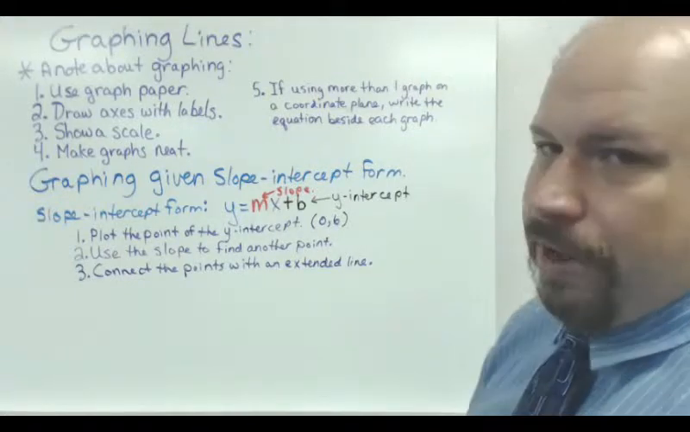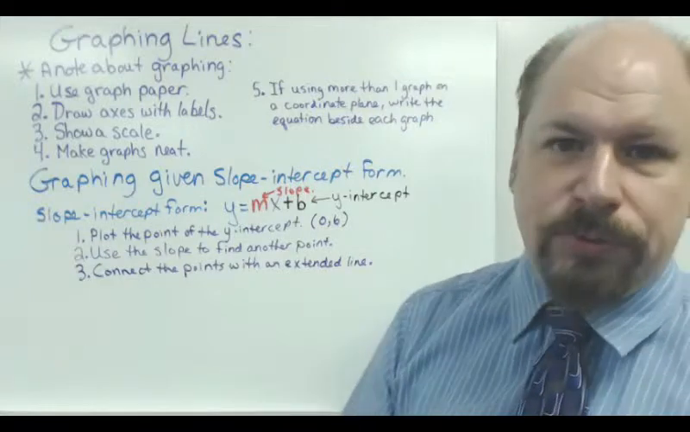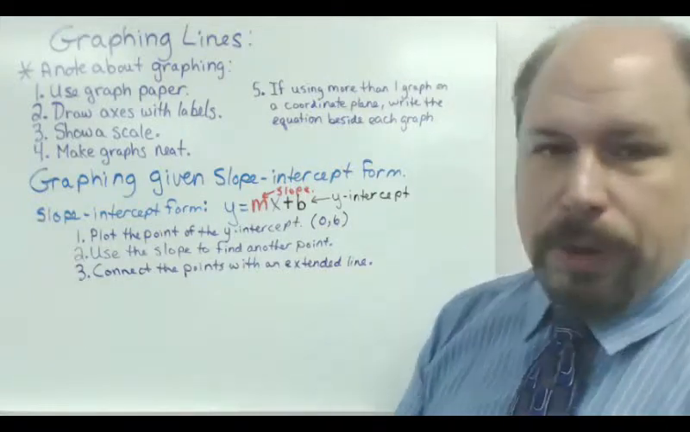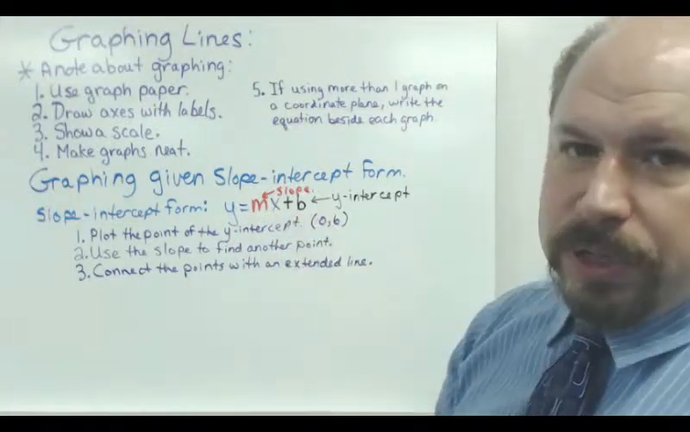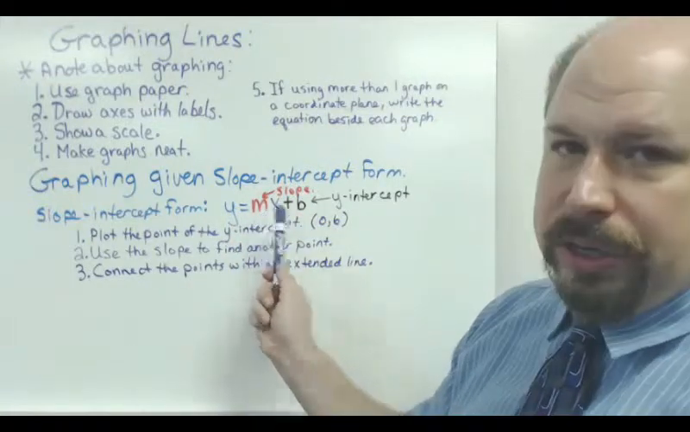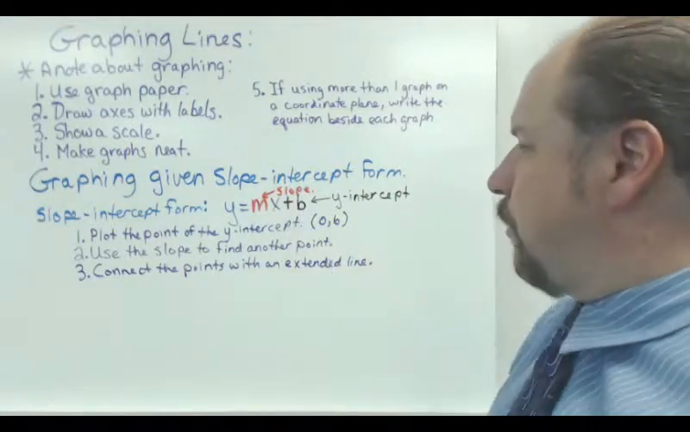Okay, so we're going to graph some lines. First thing we're going to do is graph given slope-intercept form. So slope-intercept form, you might remember from Algebra 1, is y equals mx plus b. And of course, we already talked about m is the slope, and b is the y-intercept.